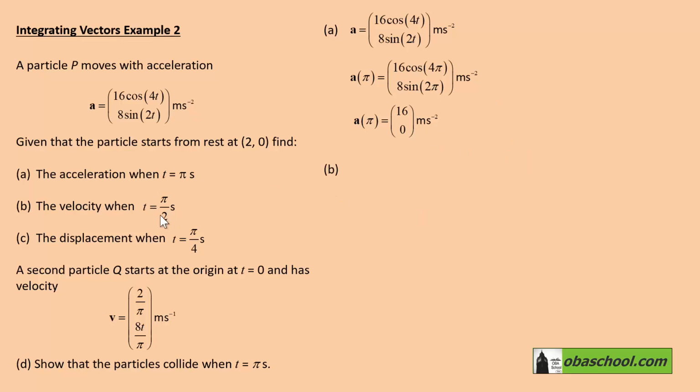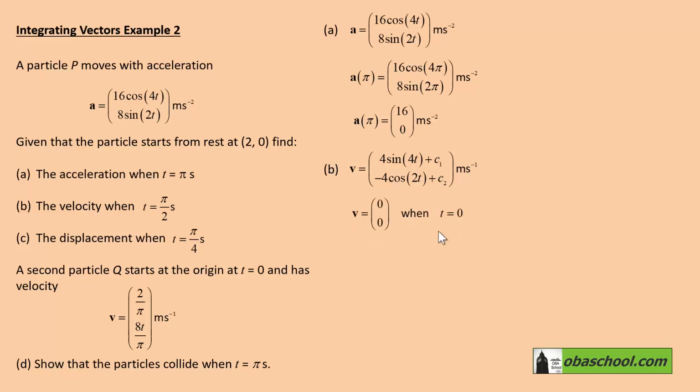Now in part B we need velocity, and that means that we need to integrate. So if we integrate, cos goes to sine, so we'll end up with 16 sin 4t, but then we need to divide by the derivative of the inside function, which is 4, which is why we get 4 sin 4t. And don't forget we need a constant there. Sine integrates to negative cos, and then we need to divide by the derivative of the inside function. So divide by 2, and that's why the 8 there has become 4. So it's negative 4 cos 2t plus a second constant.